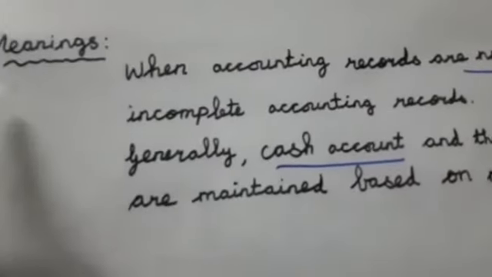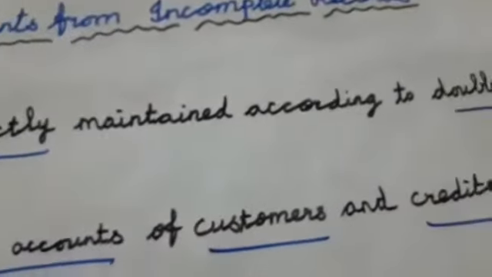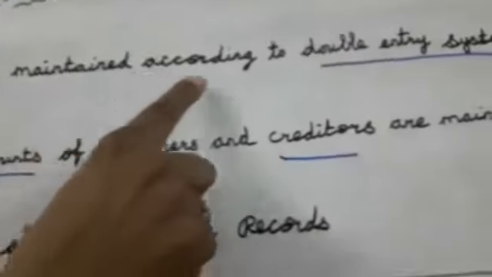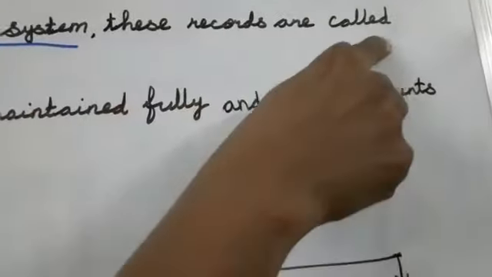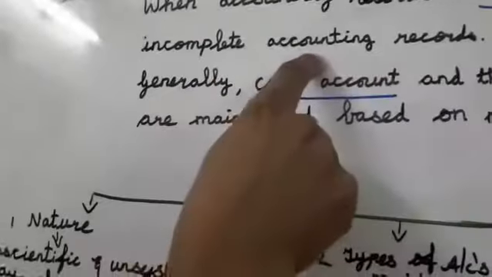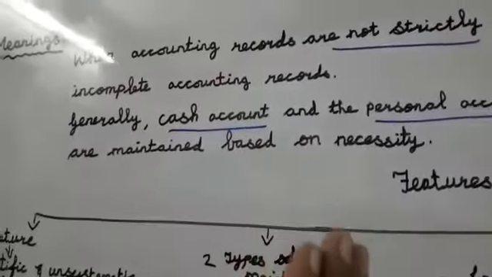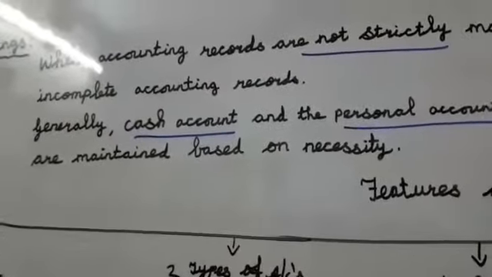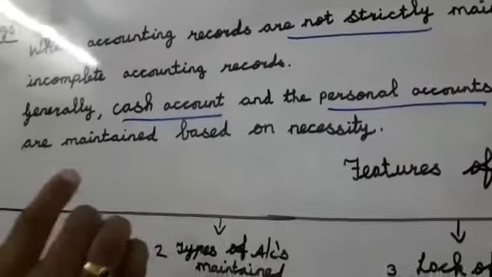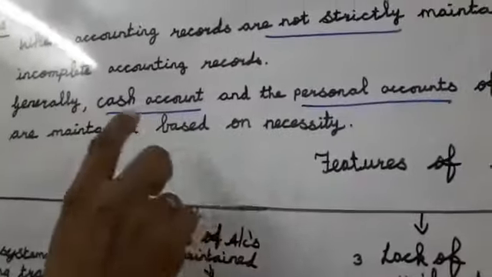So we see the meaning first. Listen carefully. When accounting records are not strictly maintained according to the double entry system, these records are called incomplete records. In the books of accounts, if they are not maintained properly, that kind of record is called incomplete records. From these incomplete records, generally two types of accounts alone are prepared.